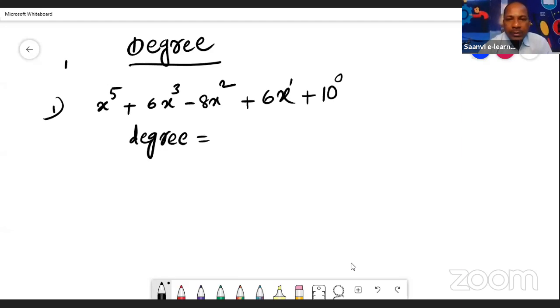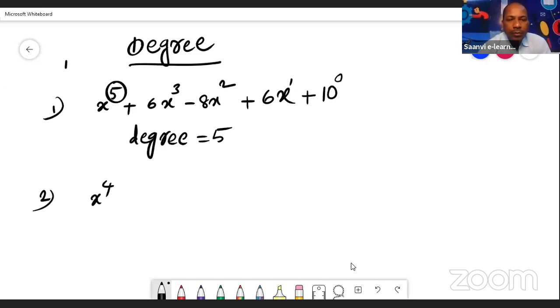If we observe all these powers, what is the highest power? Clearly, we know that 5 is the highest power. So the degree of this algebraic expression is 5. Degree means the highest power in the given algebraic expression. Let us see one more example.